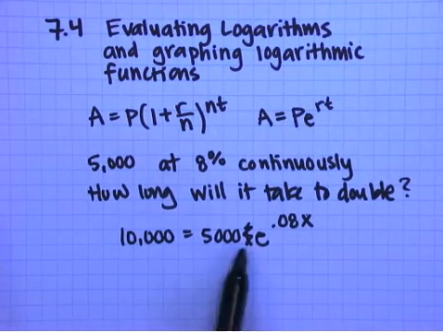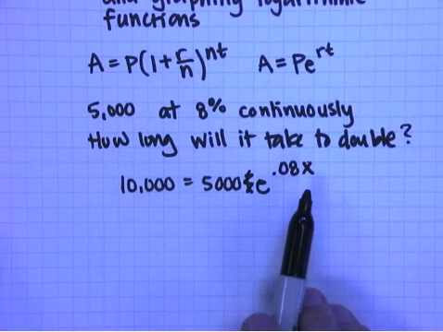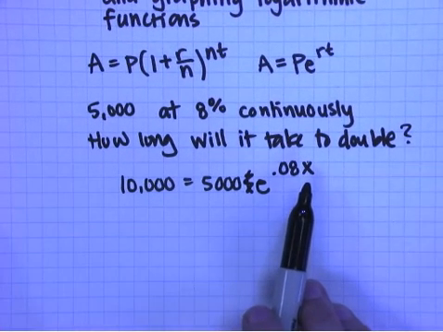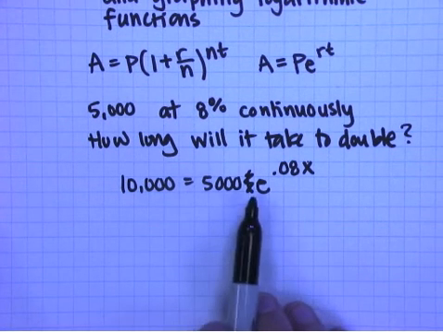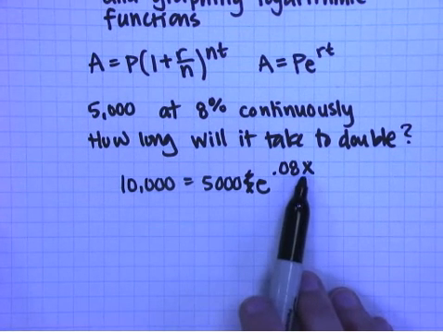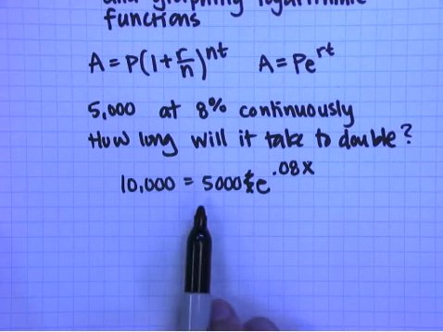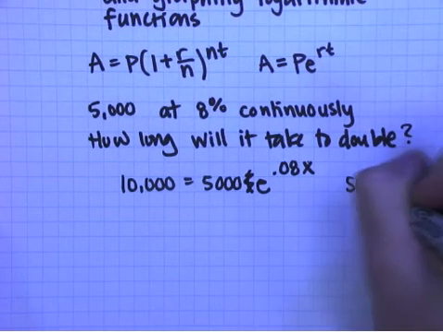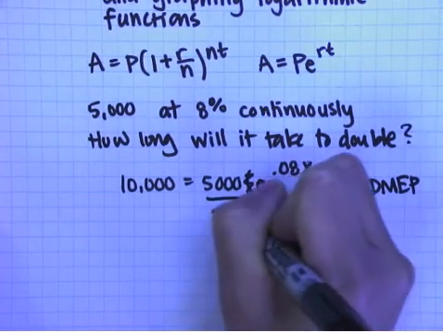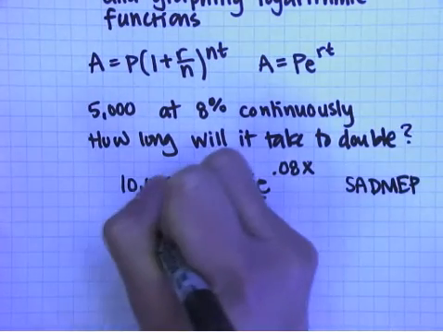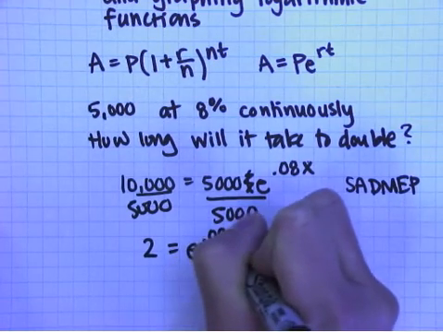So I would want to solve this equation, but we have this x up in the exponent. Until now, the only way we would know how to do this is to solve it graphically or to look in your xy table. So we would have to be using our calculators to get the x by itself, but we didn't know how to do it algebraically. Now, to do it algebraically, we're going to use SADMET, just like we've done in the past. So I would divide both sides by 5,000, and I would get 2 equals e to the 0.08x.